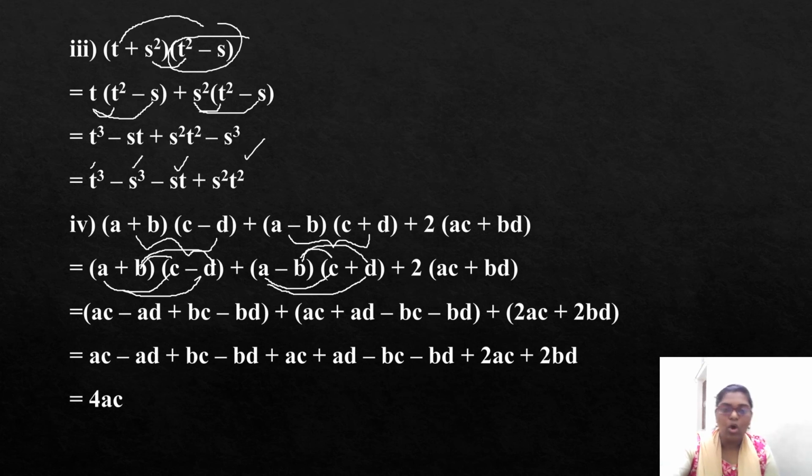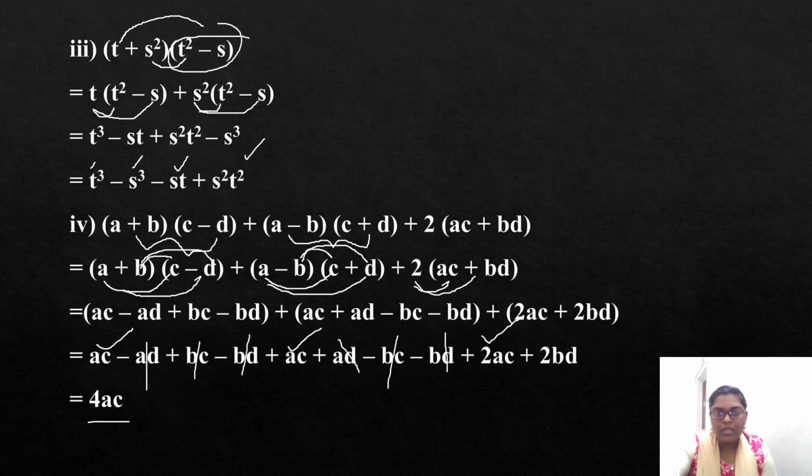Plus 2 is common, right? 2 is outside, so get it inside. 2 into ac, 2 into bd. Right? Now final simplification. This is ac, 1 ac, 2 ac. Here also 2 ac. 2 plus 2, 4ac I have written. This minus AD and plus AD gets cancelled. Plus BC minus BC gets cancelled. Minus BD and plus BD gets cancelled. Right? So the remaining thing I have written.